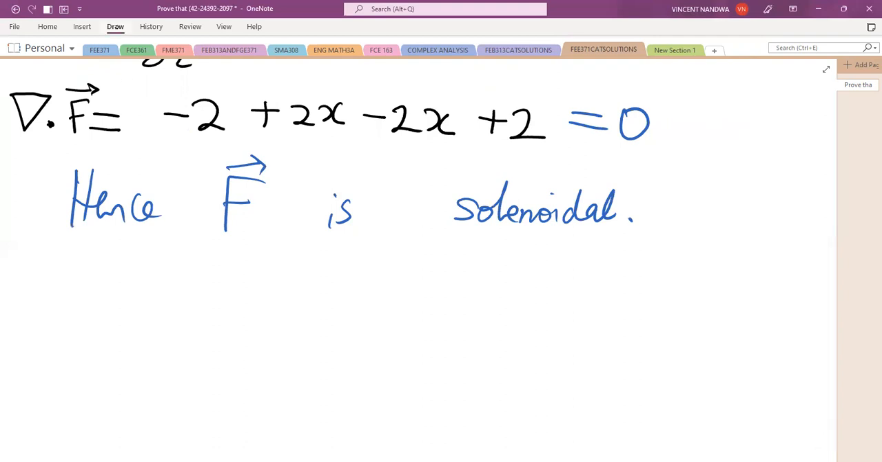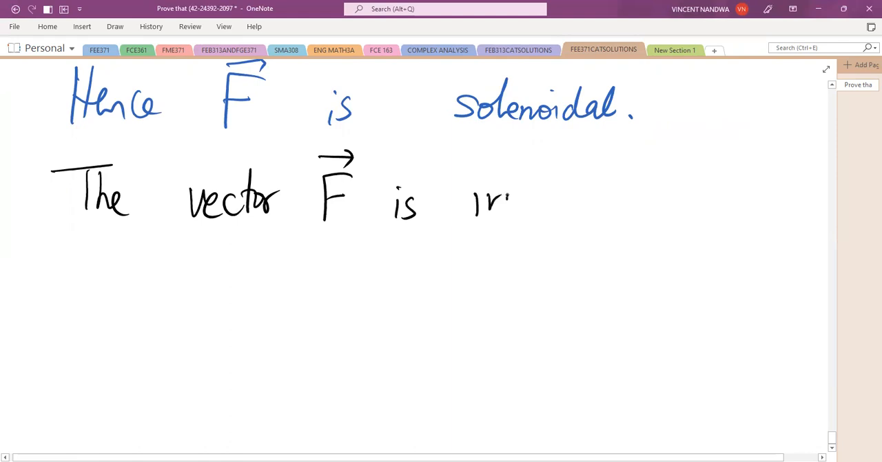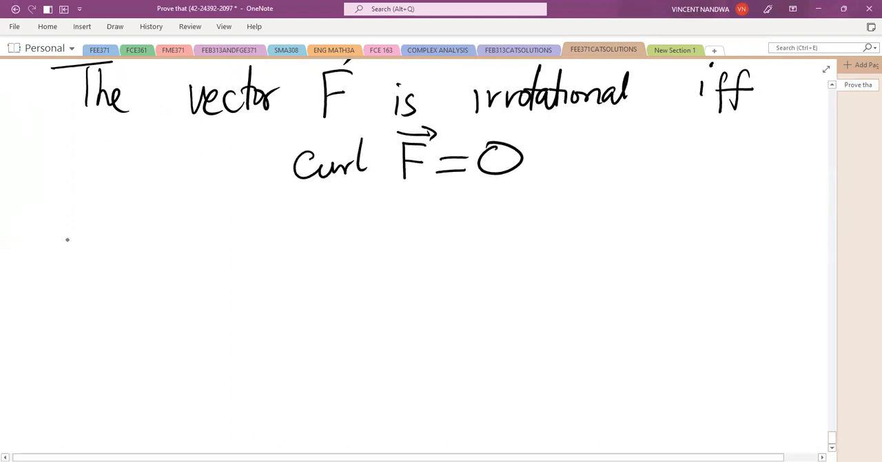And then for the second part, to show that the vector is irrotational, we have to confirm that the curl is 0. So the vector f is irrotational if and only if the curl of f is a 0 vector. So let's define the curl of the vector f. The curl of f is simply the determinant.